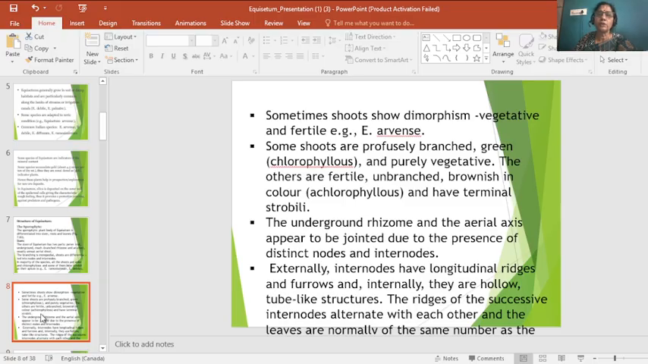Sometimes shoots show dimorphism, vegetative and fertile. Some shoots are profusely branched, green, and purely vegetative. The others are fertile, unbranched, brownish in color, and have terminal strobili. The underground rhizome and the aerial axis appear jointed due to the presence of distinct nodes and internodes. Externally, internodes have longitudinal ridges and furrows, and internally they are hollow tube-like structures. The ridges of successive internodes alternate with each other, and the leaves are normally of the same number as the ridges at the nodes.